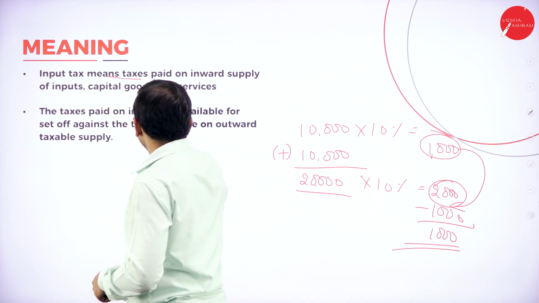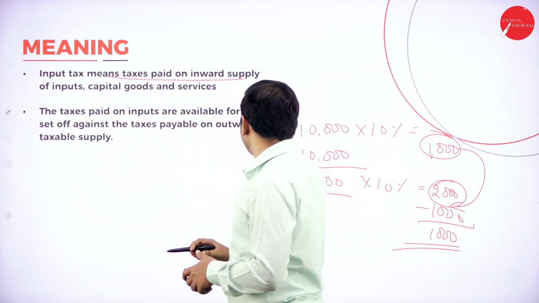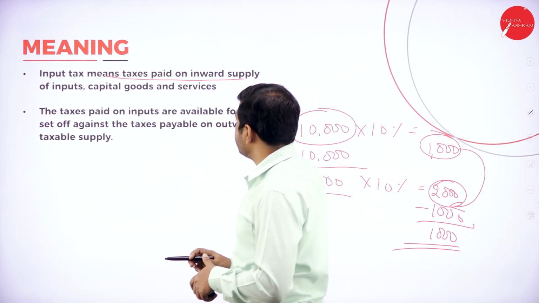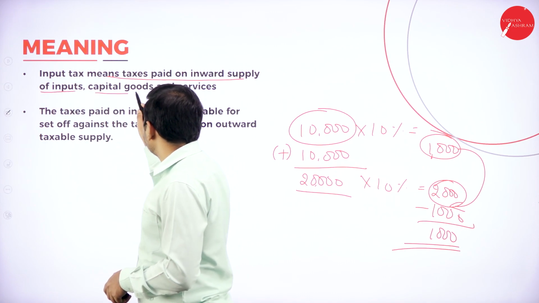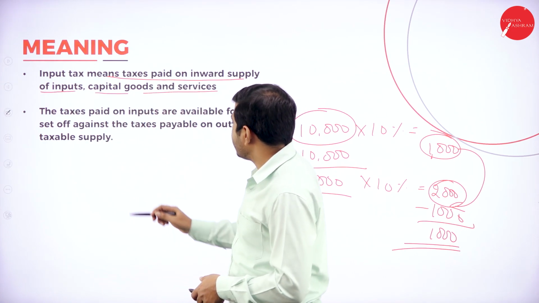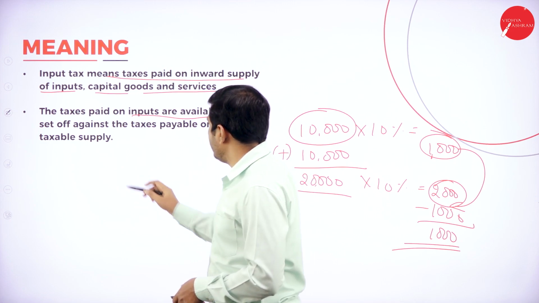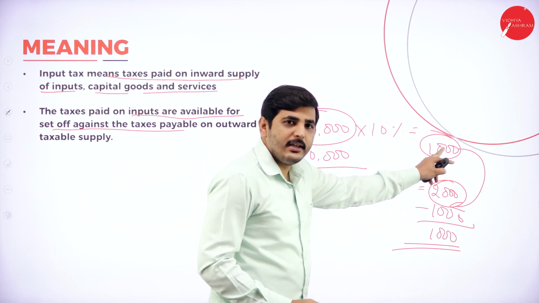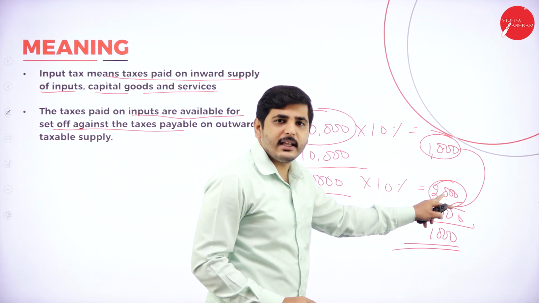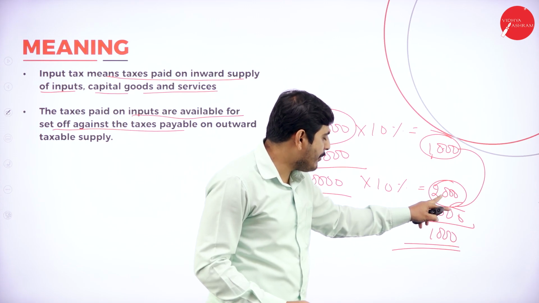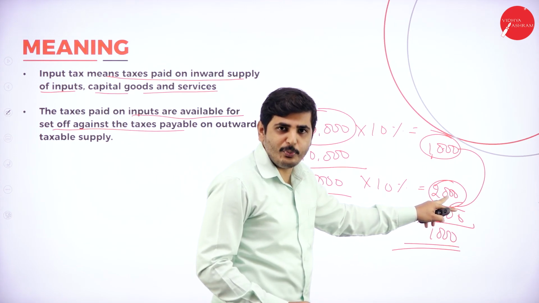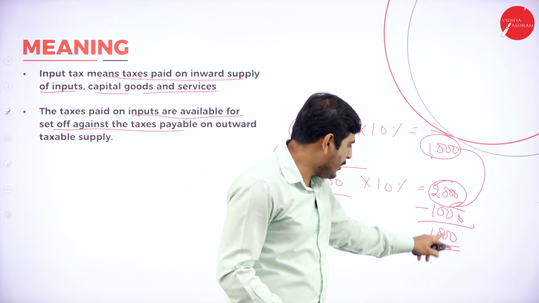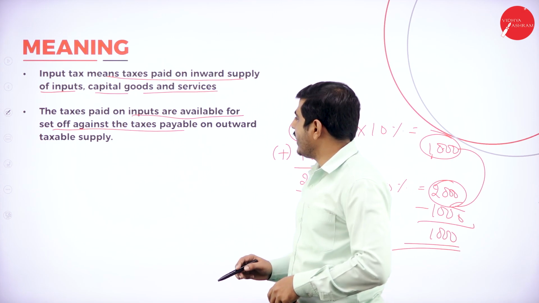So input tax means tax paid on inward supply. So this is inward supply. 10,000 is inward supply. It may be raw materials, any other goods and services, etc., of inputs, capital goods and services. The tax paid on input is available for set off against the tax payable on output. So what is the amount payable on output? 2,000 rupees is the output tax. So we can set off the input tax from the output tax. The remaining amount should be payable as tax to the tax authority.